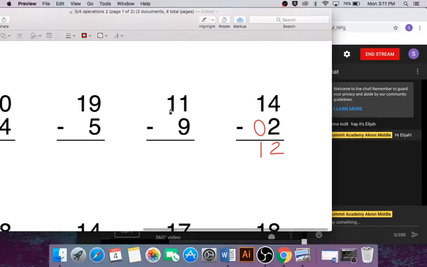Our next problem is 11 minus 9. We can't subtract 9 from 1, so we need to move over and borrow from this one. It becomes a 0, and this one will become 11. Now we have 11 minus 9, and 11 minus 9 is 2. We have 0 here, and we don't need that 0 because it's in front of the number.